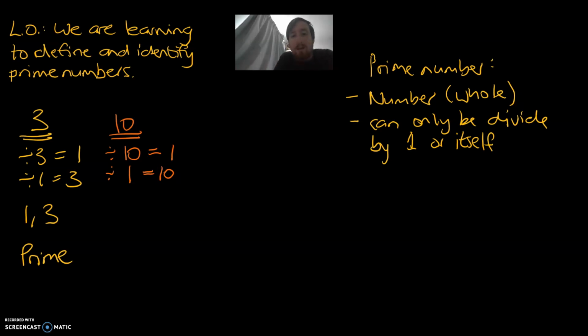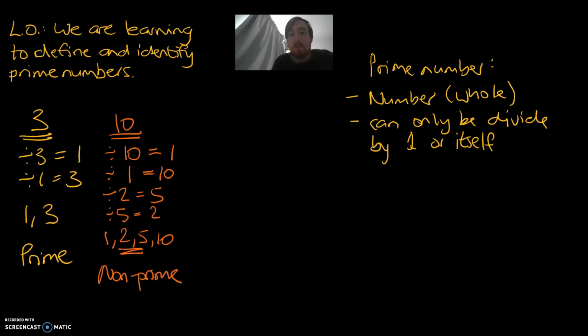And this one here, I can think of a few actually. I think I can divide that by 2 to get 5, and I can divide that by 5 to get 2. So we've got quite a few factors this time: 1, 2, 5, and 10. So there are numbers other than 1 and itself which can be divided into that number, and that makes it a non-prime number. The presence of the 2 and the 5 makes it non-prime.